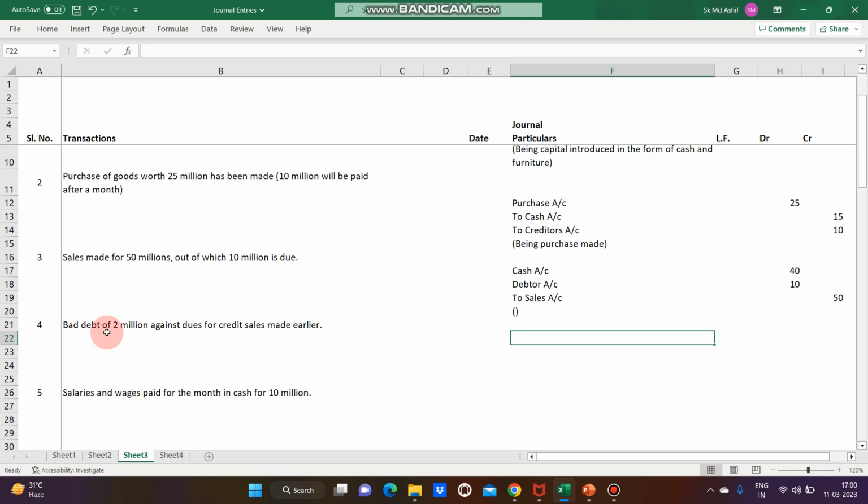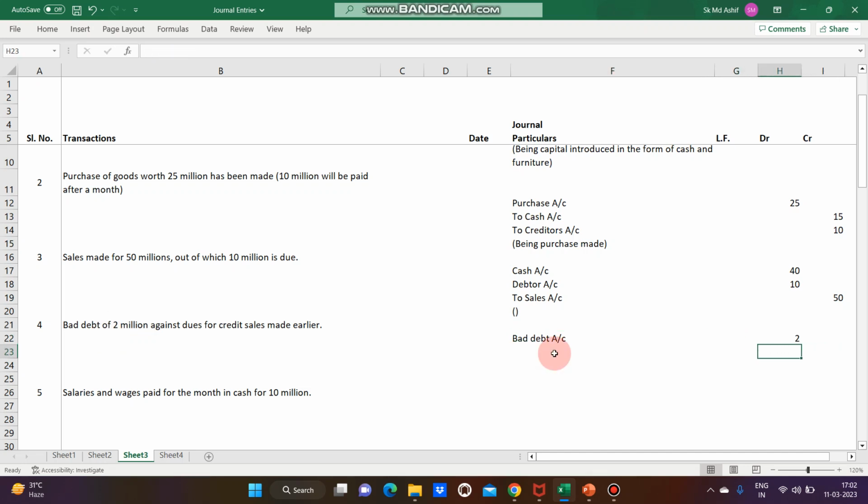So for that, you have to record the loss here, and instead of writing loss, the better term in accounting is bad debt account. So there is an increase in your losses. Increase in loss means debit. So here 2 will be debited.